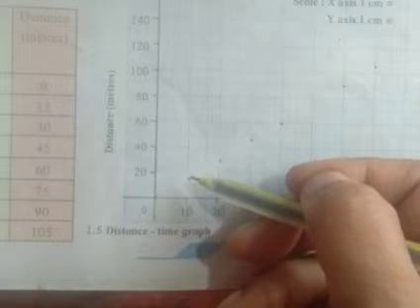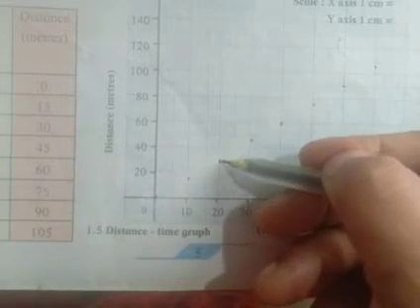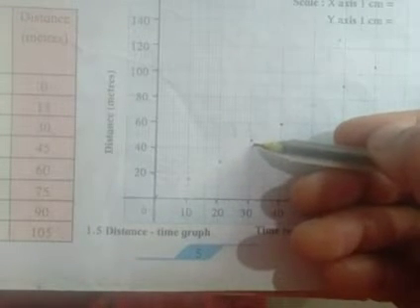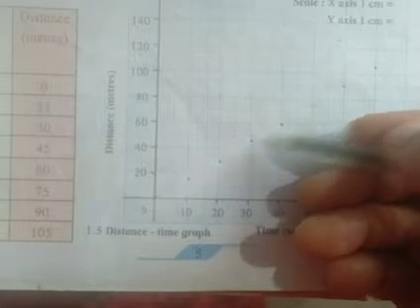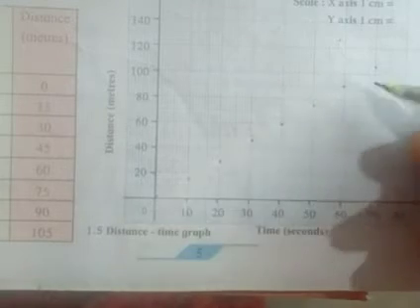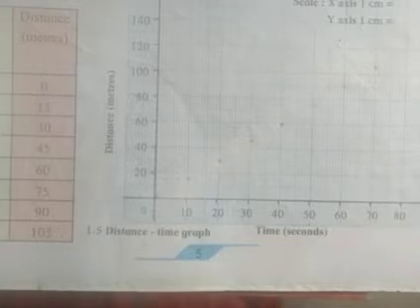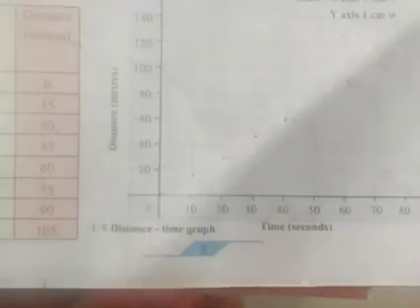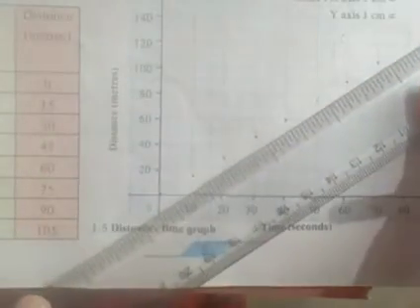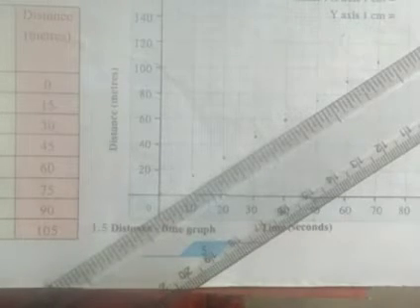For 10 seconds it has covered 15 meters. For 20 seconds it has covered 30 meters. After 30 seconds it has covered 45. After 40 seconds it has covered 60 meters, and so on till 105 by 70 seconds. So it has covered the distance like this. Now we have to just draw the line and find out what type of graph it is, whether it is a straight line or we are not getting a straight line.